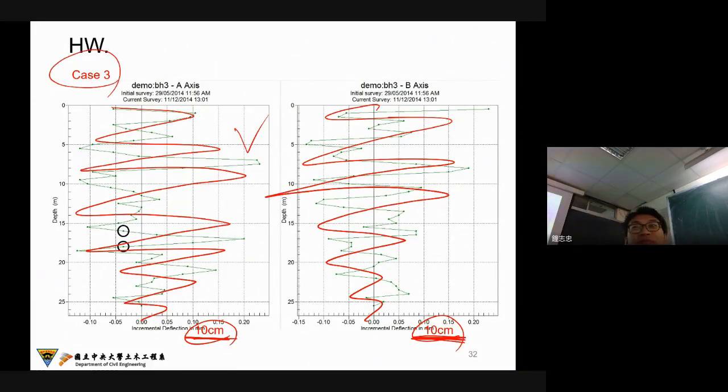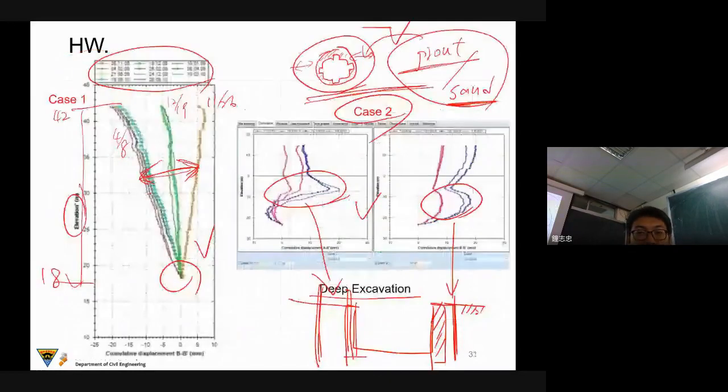Any problem for this homework? Yes. Can you show the previous, the current reason? Yes, this one.